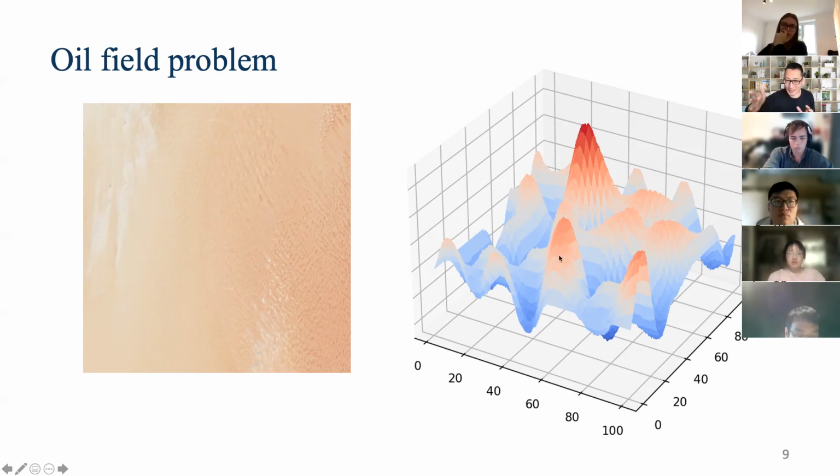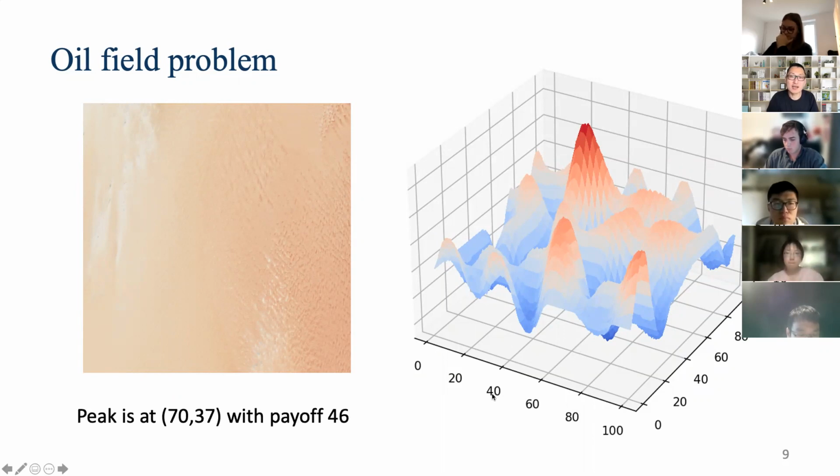But the landscape is rugged, right? So even though there's some information, because it's very rugged, with ups and downs that change dramatically, it is not possible to get good information. You can get some information, but it's not easy to get good information. So that's the oil field problem. Here I can tell you that the peak occurs at coordinate 70 on the x-axis and 37 on the y-axis, and the maximum payoff is 46, right?